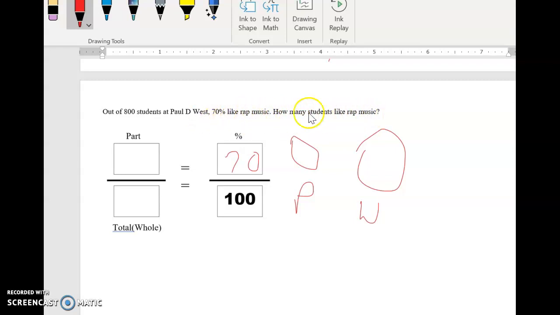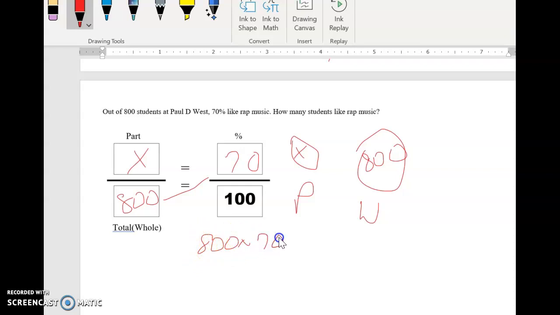So clearly all of the students don't like rap music. This says out of 800. That means there are 800 students at the school and only some of them like rap music. Not everyone does. So 800 is my total, that's my whole, that's all the students in the school. I'm going to figure out how many do like rap music.